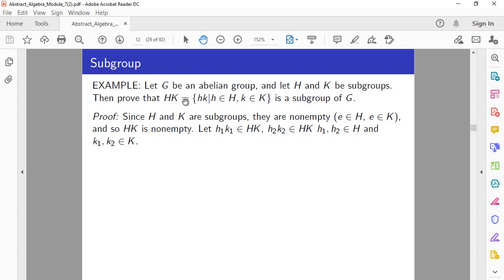First, I want to show that HK is non-empty. Well, remember, H is a subgroup and K is a subgroup of G. So each one of them contains the identity e. So because each one of them contains the identity e, one element of HK, you can think of that as e times e. So then I see that the identity is in HK, and as a result, HK is non-empty.